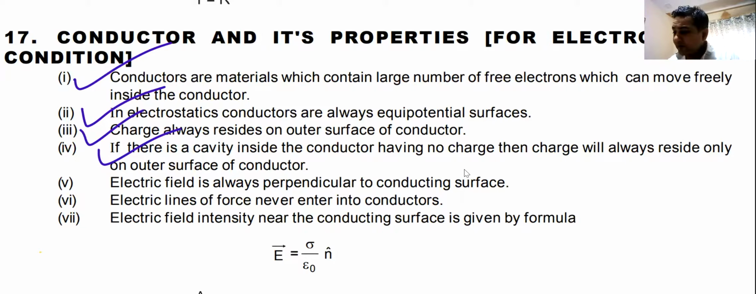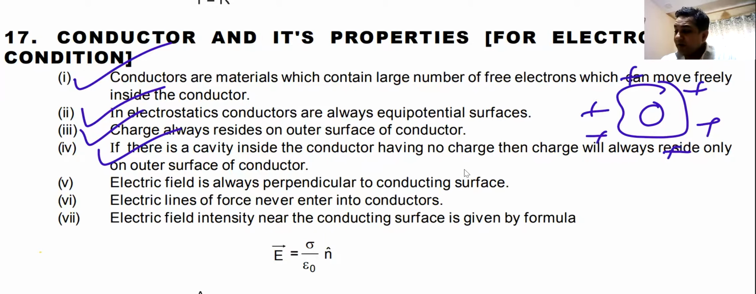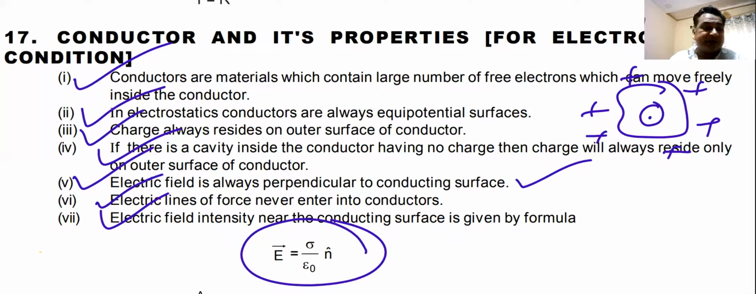Even if you have a cavity inside the conductor, you charge this conductor, charge will still appear on the outer surface. But if you have charge inside the cavity, then you will have charge coming on the inner surface. Electric field is always perpendicular. Electric lines of force never cross this conductor. Electric field outside the conductor is always sigma by epsilon naught. I hope you know this.